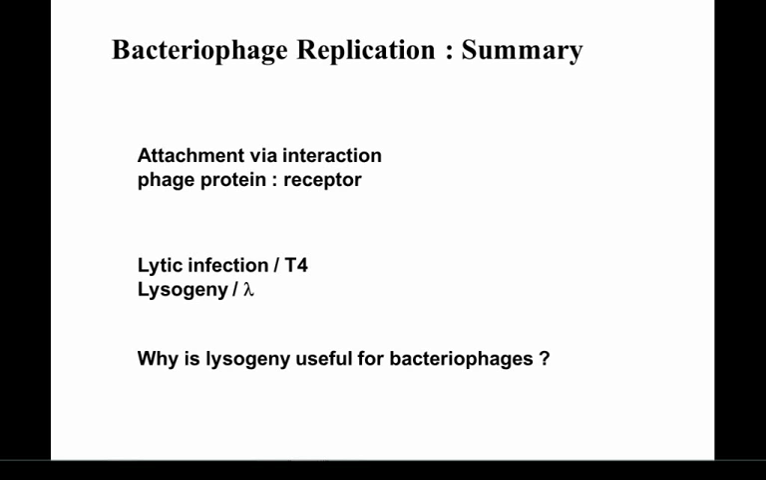Okay, so for replication, remember these steps: attachment, entry, decapsidation, and then choice between a lytic and a lysogenic cycle. Which phage has a lytic infection, which phage has a lysogenic cycle? And try and remember or try and understand why lambda phage has such a complicated system. Okay, what is it gaining from doing this?